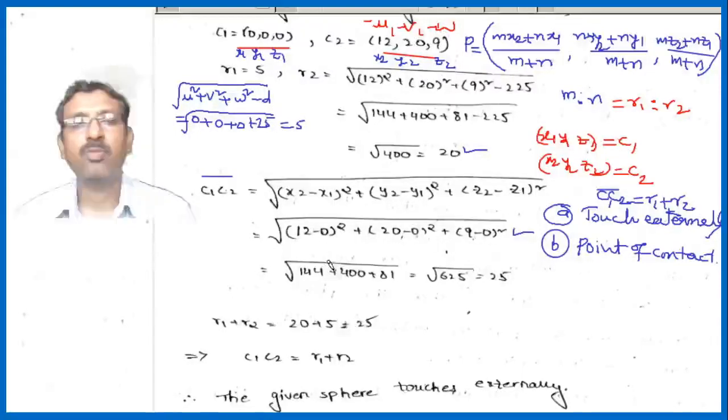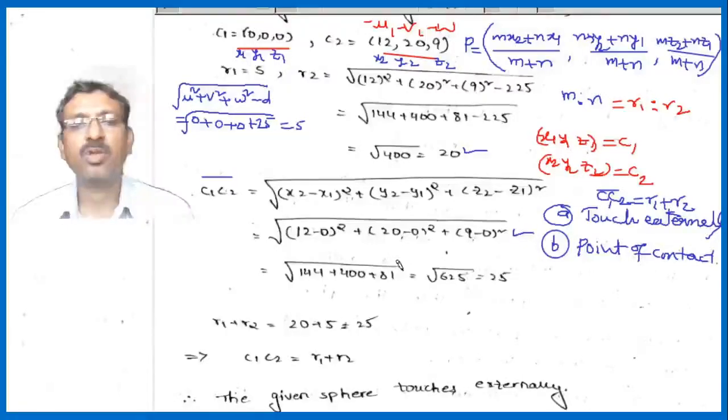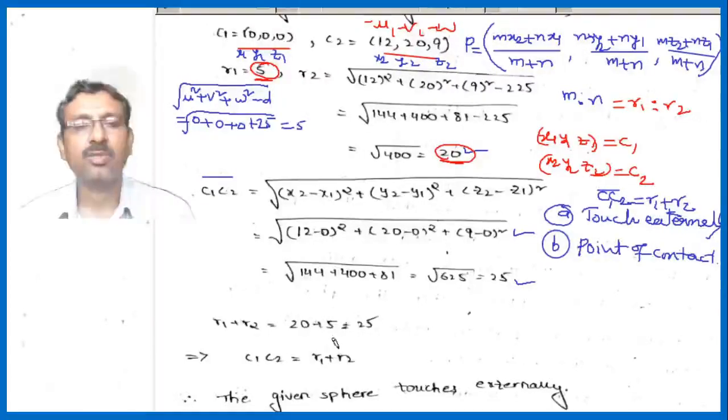We get 12 square, 14 square plus 81. The sum of these terms is 625, and its square root is equal to 25. So similarly we find R1 plus R2. Here R1 is 5 and R2 is 20, so the total is 25.